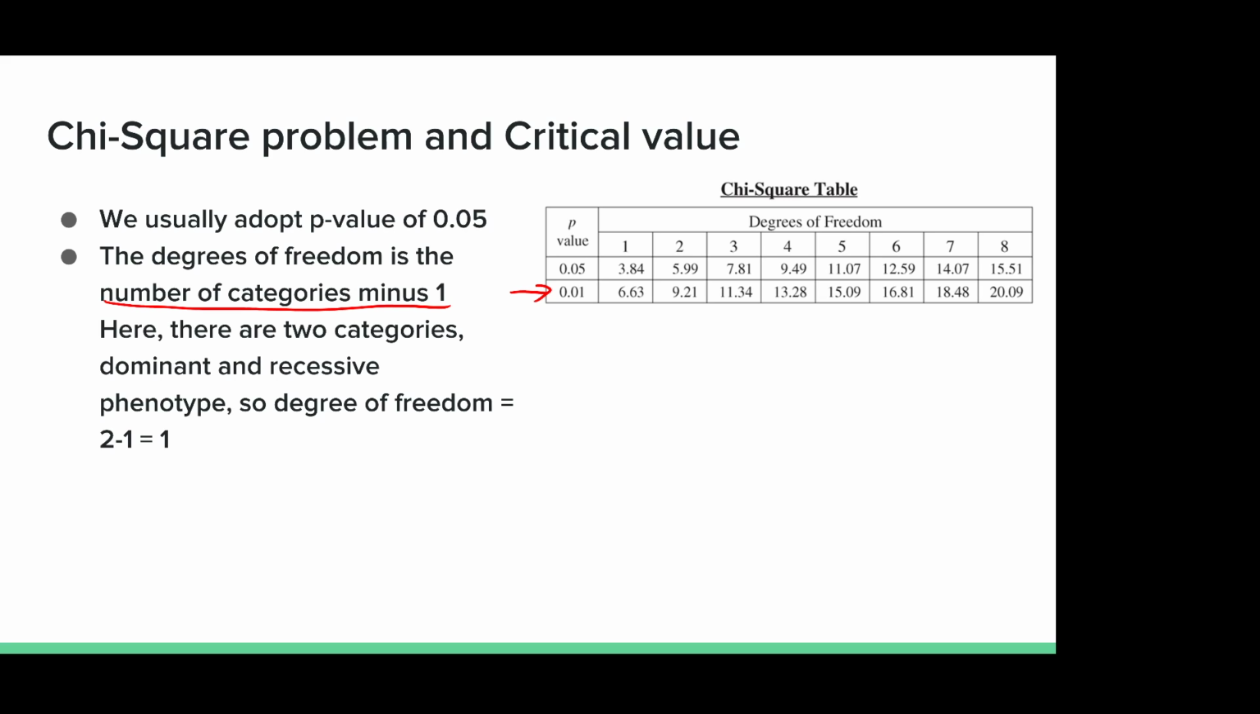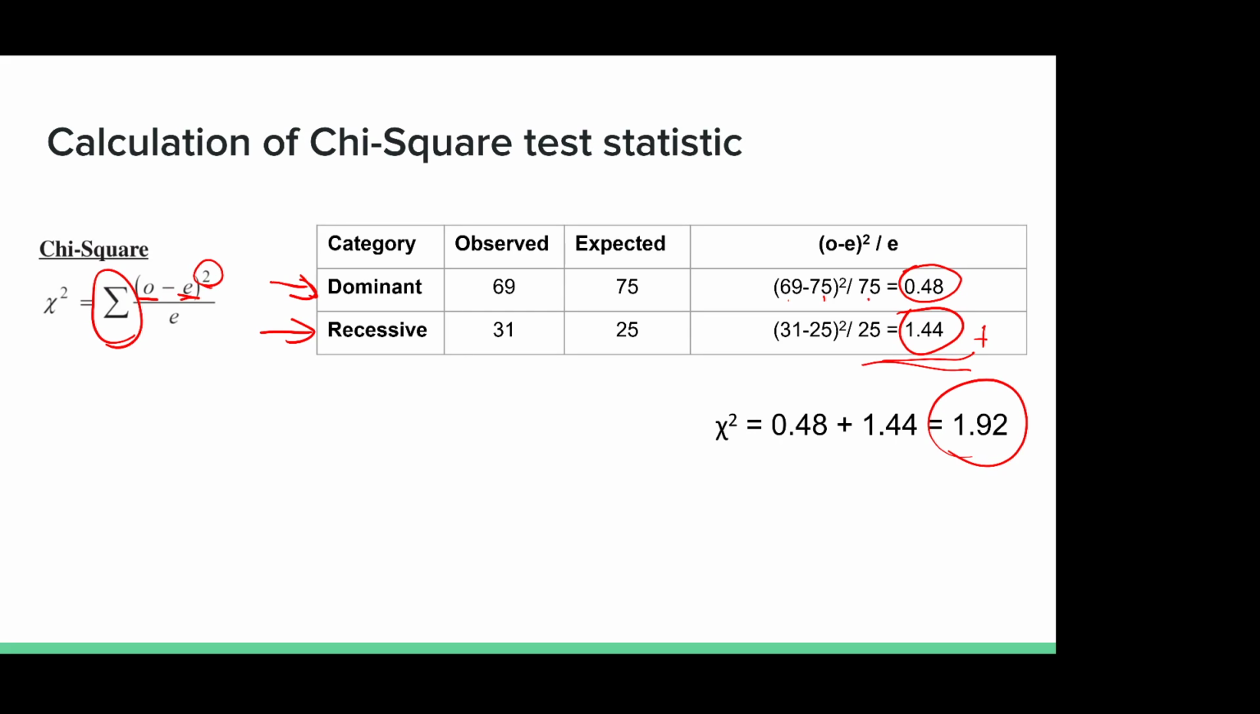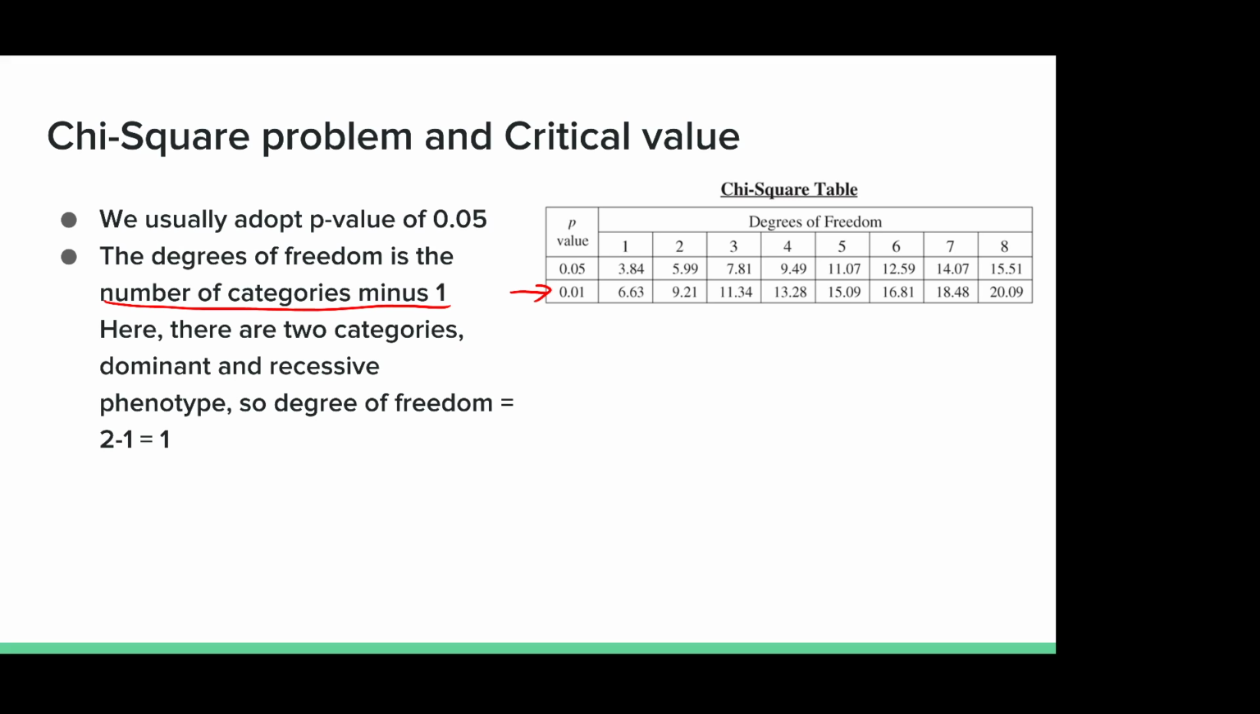So in our prior case, in the case under consideration on a prior slide, we had 2 categories, dominant and recessive. So here, there are 2 categories, dominant and recessive. So therefore, there's 1 degree of freedom.